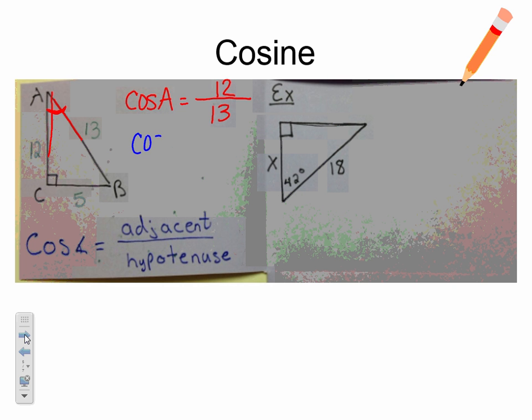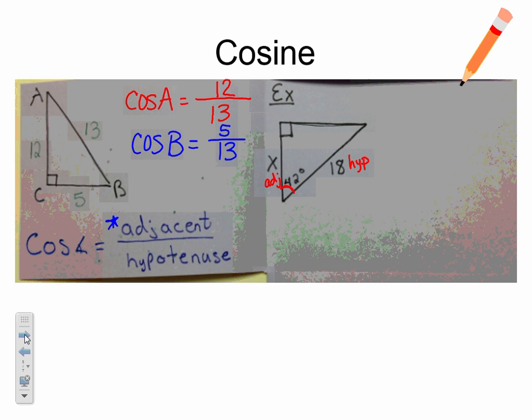Let's do B. Cosine of angle B. If I'm down here at B and I set up this fraction, adjacent over hypotenuse, my adjacent side is going to be the 5, and then the hypotenuse remains 13. So again, the location of that angle and where you're at determines what's adjacent to you. Now when we look at our example on the other side, what acute angle are we given? 42. Notice that we're given this 42-degree angle, and it's adjacent to an x, and the 18 is the hypotenuse.